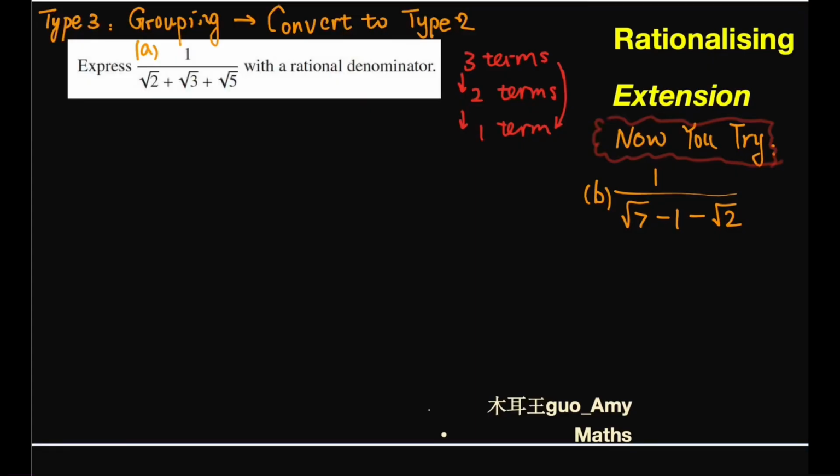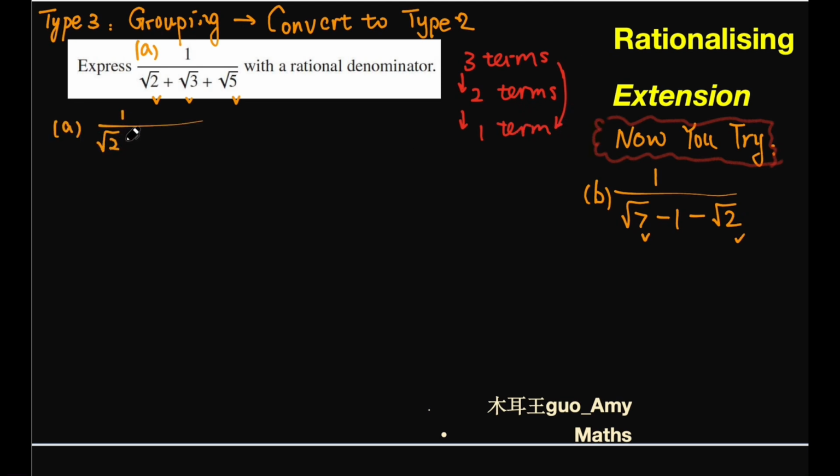Now let's look at one more type. Here we have two questions, question A and question B. Both of them have a denominator with 3 terms. In part A, there are 3 square roots in the denominator, and for part B, there are 2 square roots in the denominator. For this type, we are going to group the denominator first and then treat this one as type 2. Then 3 terms will be converted to 2 terms and then simplified to 1 term. And sometimes we may simplify it to 1 term directly.